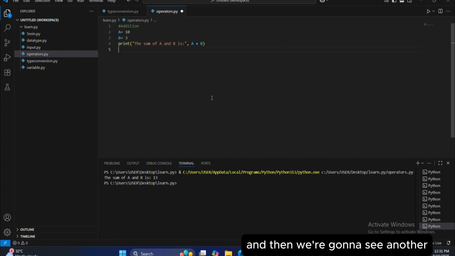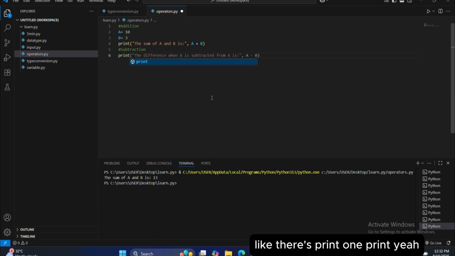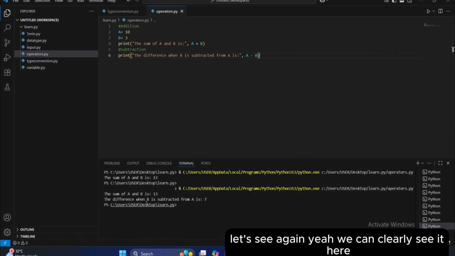And then we're gonna see another operator, that is subtraction. Let's print one. Print, the difference is... okay. See again. You can clearly see it here.